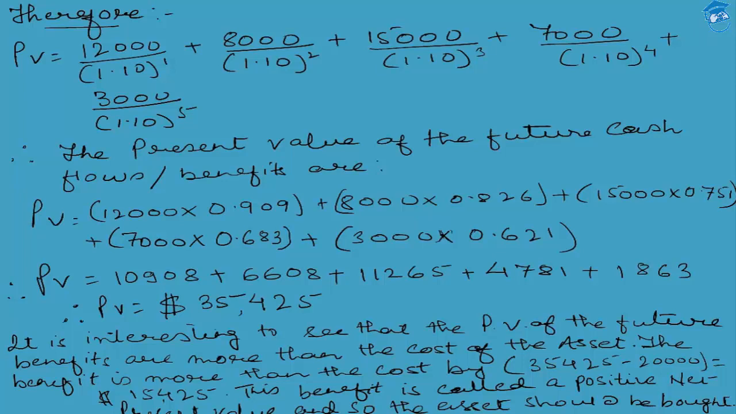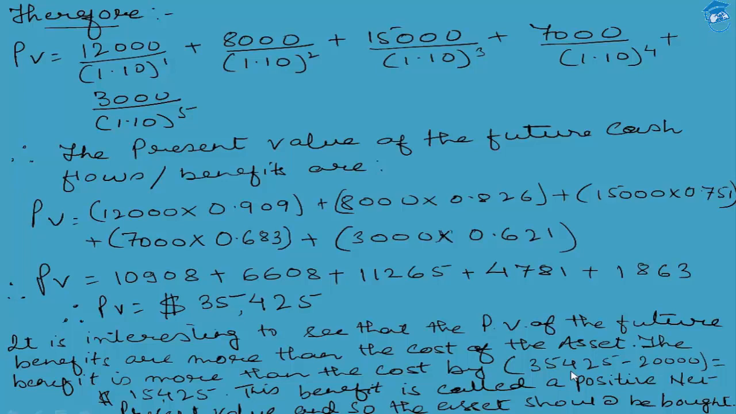Is this NPV positive? Of course it is positive. The NPV is positive because the present value of the future benefits is exceeding the cost of the asset. Had it been the other way around, it would have been a negative NPV or a loss in value. Had the present value been lesser than the cost of 20,000 USD, the asset should have been outrightly rejected.